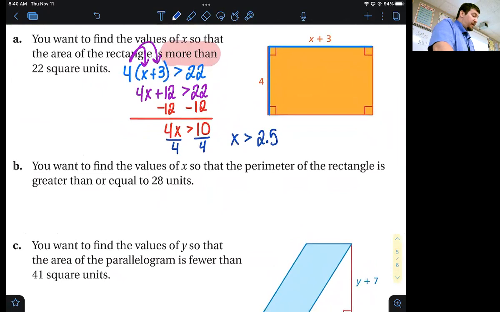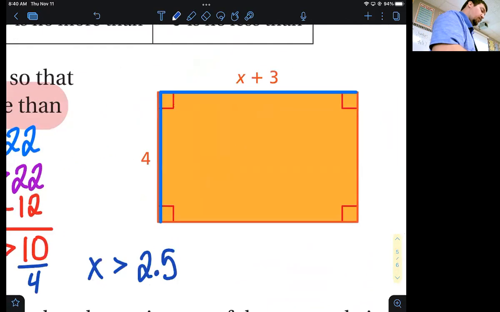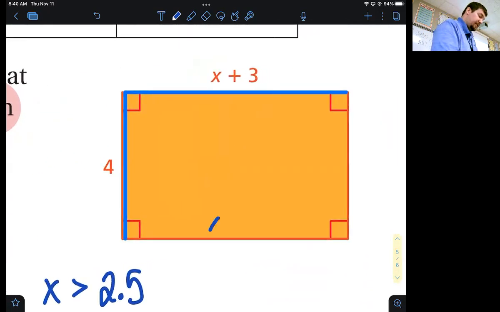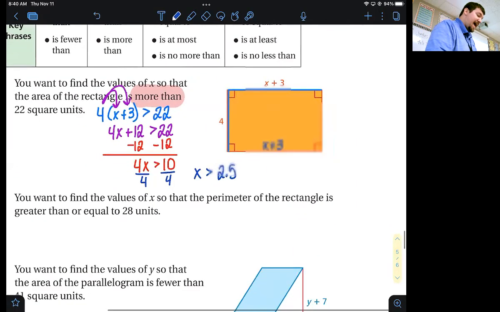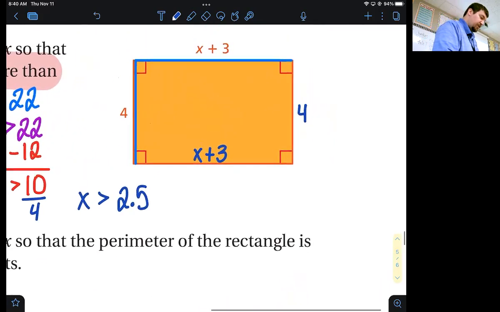Part B. Now you want to find that value of x so that the perimeter of this rectangle is greater than or equal to 28. So how do I find the perimeter of any shape? Add up all the sides. How many sides are there on a rectangle? 4. And so we know on a rectangle, the opposite sides are equal. So the bottom side is x plus 3 and the right side is 4. So if I add up all 4 sides of my rectangle, this is going to be my equation or inequality.